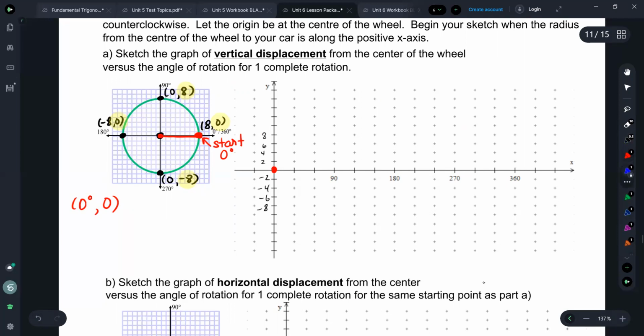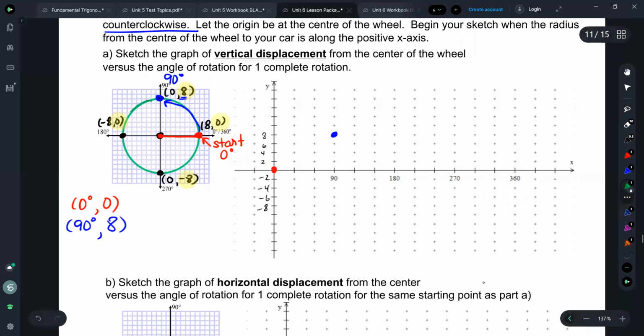Okay, this is rotating counterclockwise, it says. So then I'm going to rotate up here. How far have I rotated angle-wise from where I started? We've now rotated 90 degrees. And at 90, what is the vertical displacement? 8. We're interested in just the y coordinates. So 90, 8. We start at 0, 0, and then 90, 8.